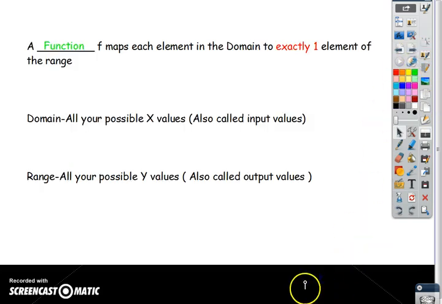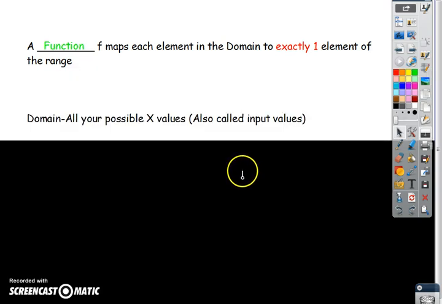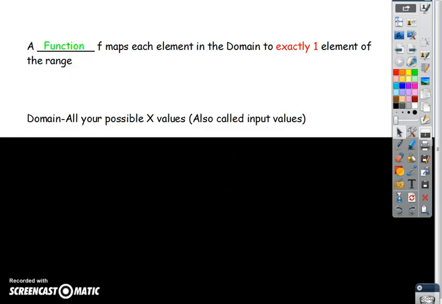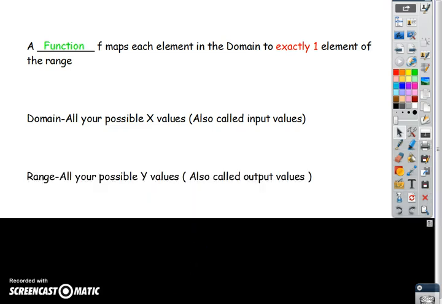First and foremost, we have to do some terminology here. A function f, we call f the function, maps each element in the domain to exactly one element of the range. What are domain and range? Domain, all your possible x values. They're also called input values. So the things you put into a function, your x values. And your range, all your possible y values, also called output values.